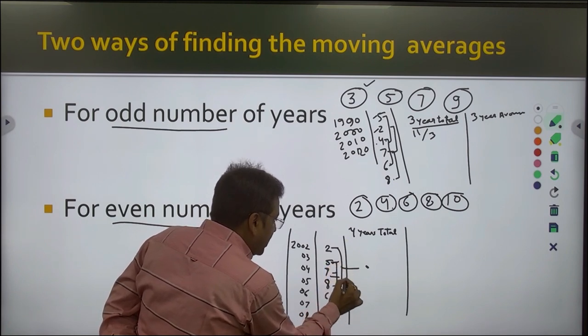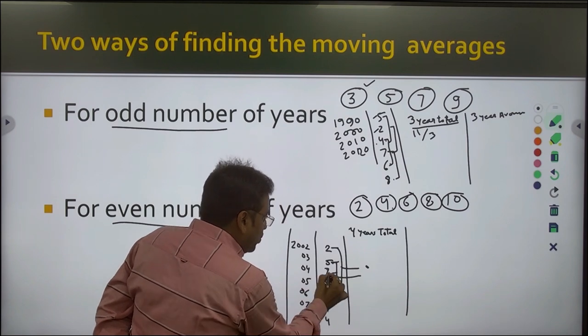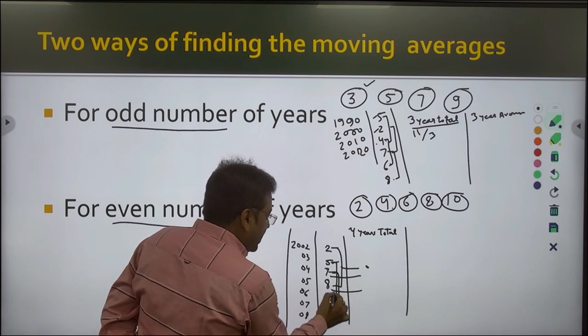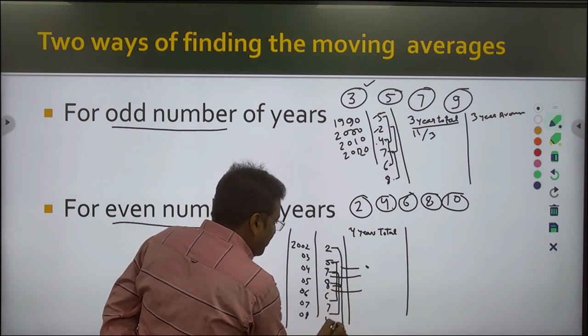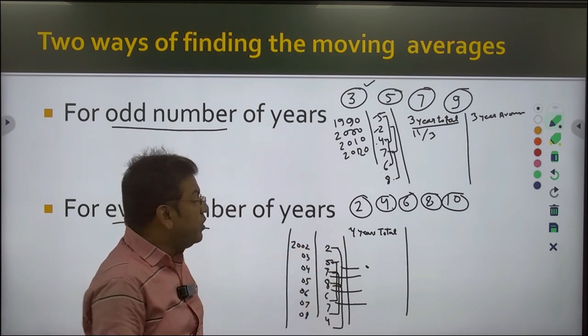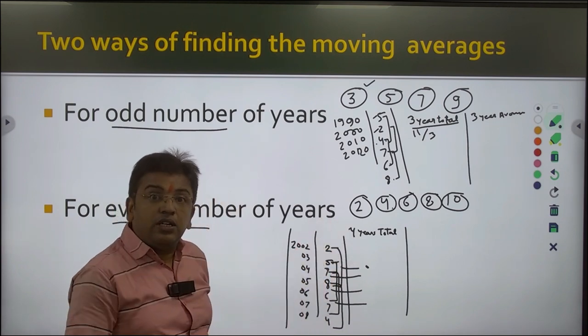1, 2, 3, 4, and it will be written over here. Then the next value, 1, 2, 3, 4, and it will be written over here. Then the next value, 1, 2, 3, 4, and it will be written over here. So these are the four values you are going to get when you calculate the 4 year total.